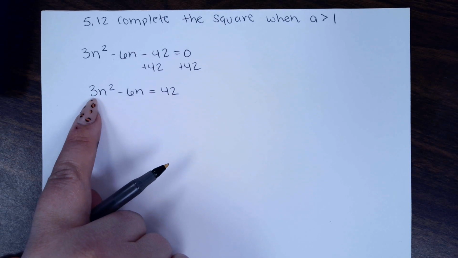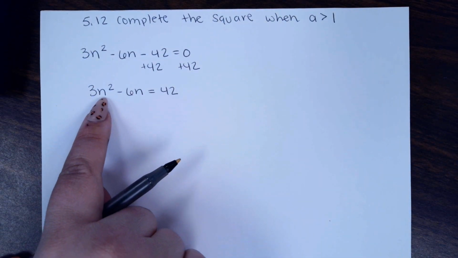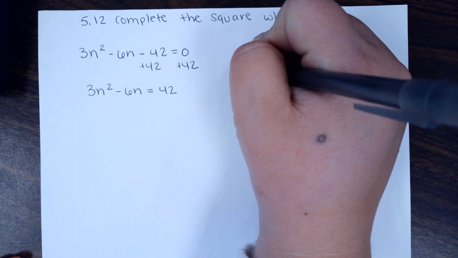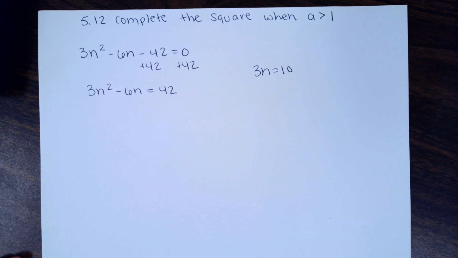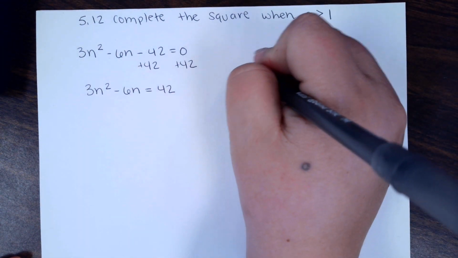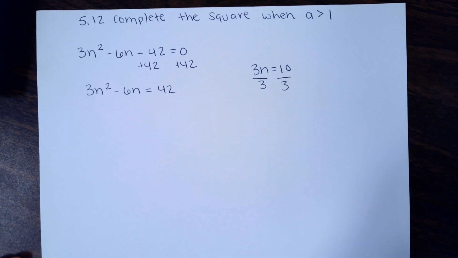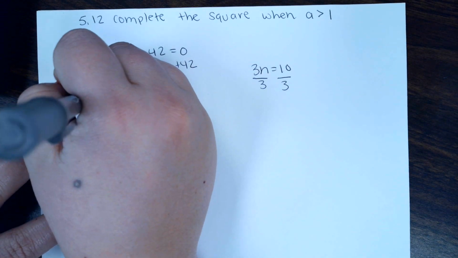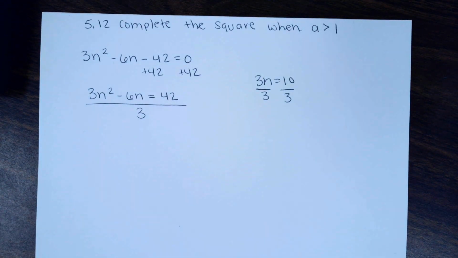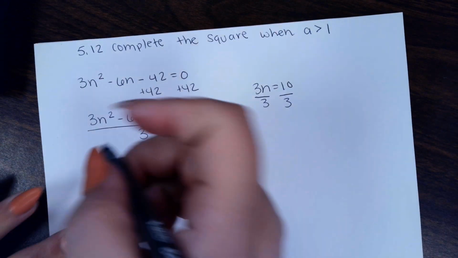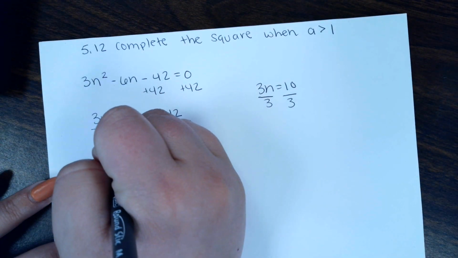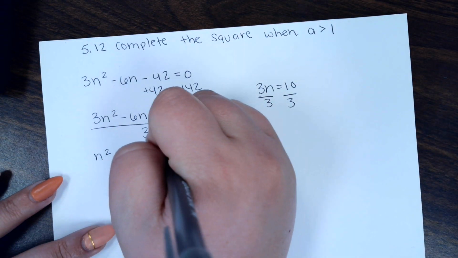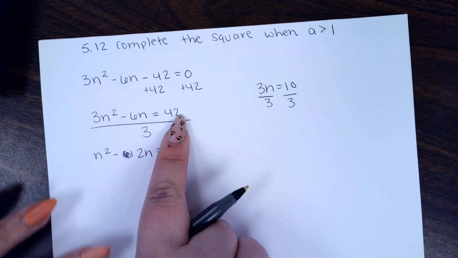Now, we need to do something to this equation so n squared has a coefficient of 1. Well, think about it. If I gave you the equation 3n equals 10, what would you do to solve for n? Well, you would divide both sides by 3, right? Same thing here. To get the n squared by itself with just a 1 in front of it, we're going to divide everything by 3. So when we do that, we'll get n squared minus 2n equals 14. We just divided all of these by 3.